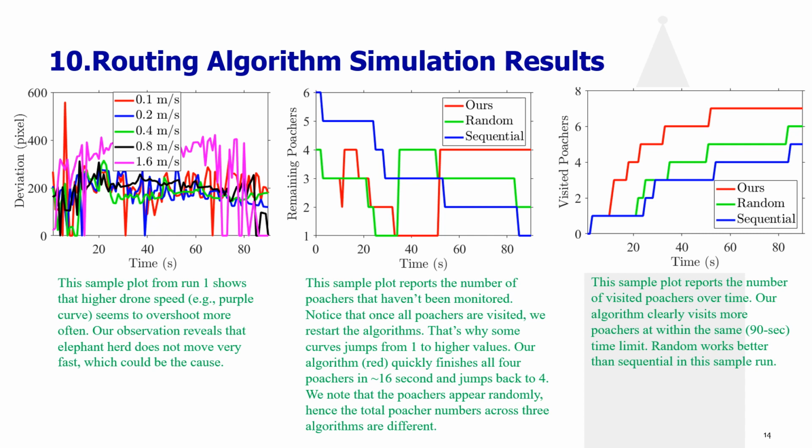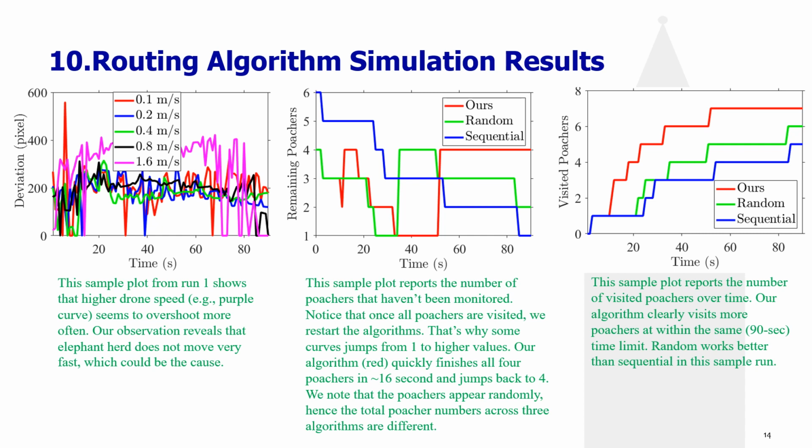The second graph shows the remaining poachers over time. Now, the poacher numbers are randomly generated, meaning that the amount of poachers from the beginning is not consistent. However, we can see that our algorithm finishes all 4 poachers in about 16 seconds.